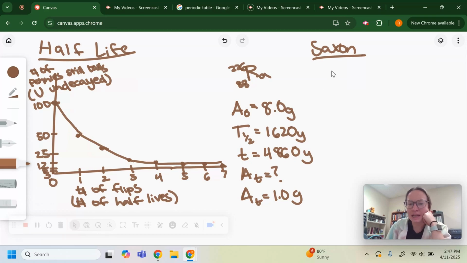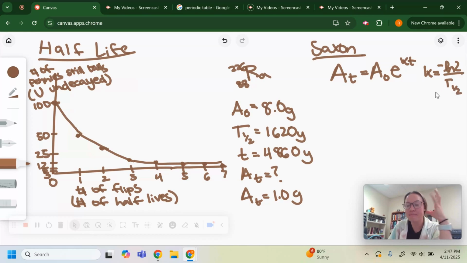You say this looks like exponential decay, so I'm going to use my exponential decay equation. I'm going to say that the amount at time t is going to equal the amount that I started with times e to the kt. You know that you have to find k, but for a half-life situation, I can tell you exactly what it is. First, you know that k is negative because this is exponential decay. And for half-lives, it's always going to equal negative natural log of 2 all over the half-life every single time. You could actually memorize that if you wanted to.